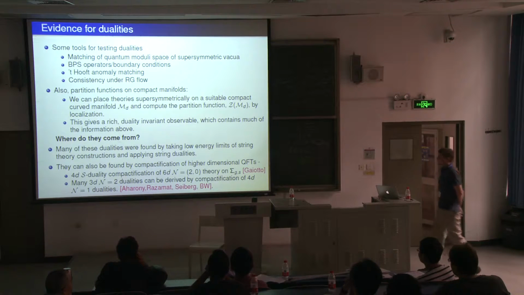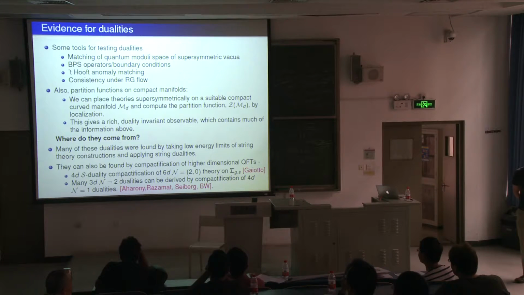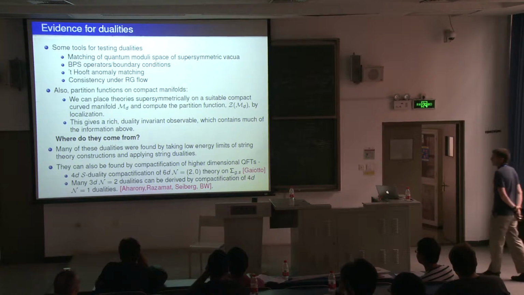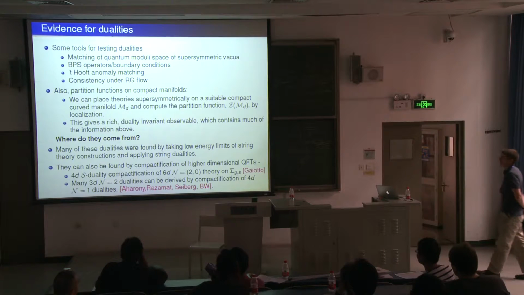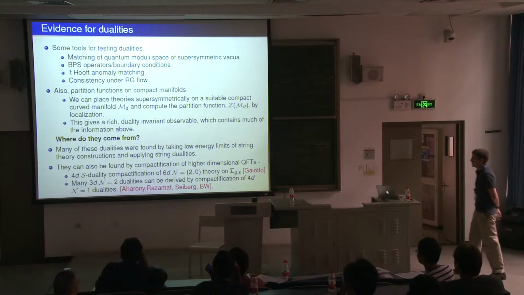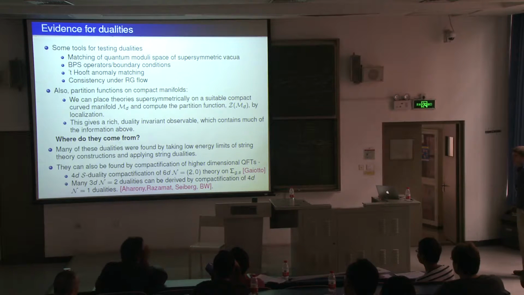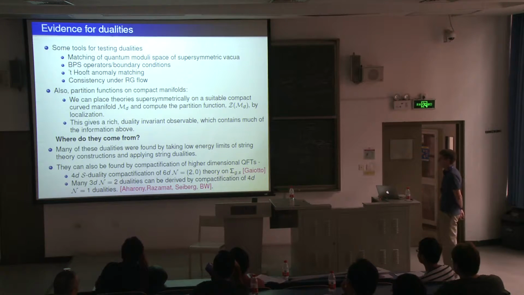So where do these dualities come from? There are several places. First of all, there are many string constructions of many of them, where we take some low energy limit of string theory and apply string dualities. And they can also be derived from other QFTs. For example, S-duality in 4D arises by compactification of the 6D (2,0) theory on a Riemann surface. And there are many other examples of this form, as Kumrun discussed in his talk today.